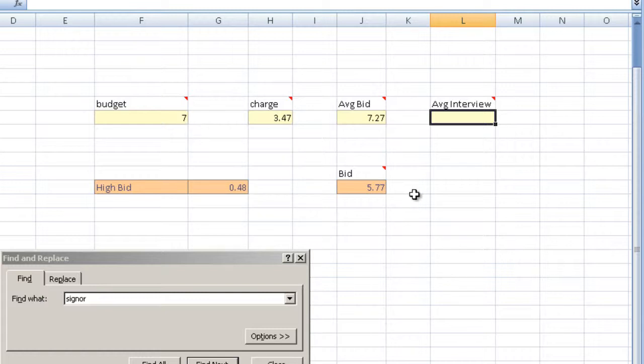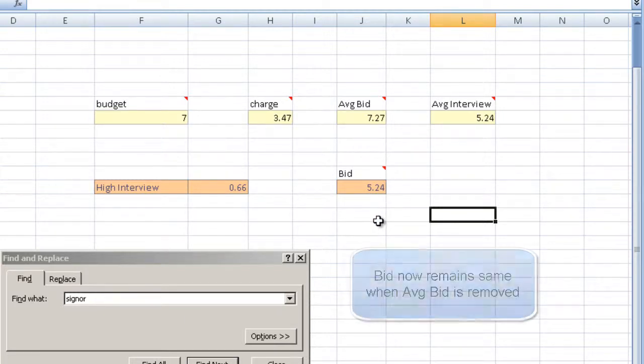Let's say that the client is going to be interviewing at $5.24 per hour. And it'll make the adjustment because since the interview amount is the most important factor, it'll take that information and make a calculation based on that information instead, and it'll ignore the average bid.